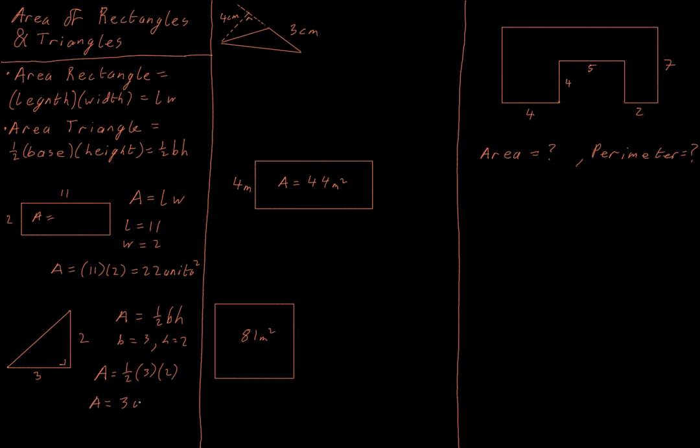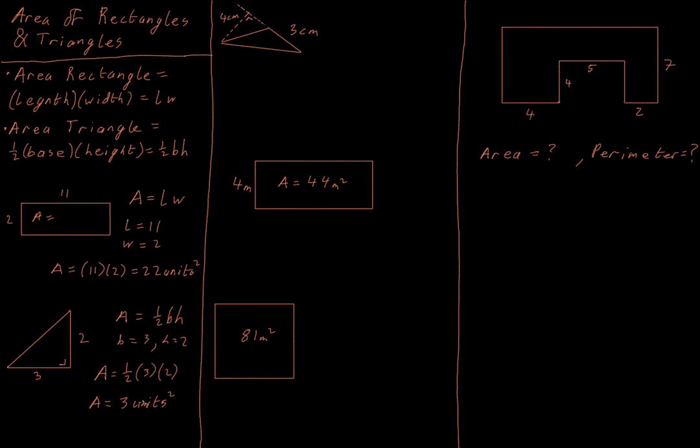And again, I wasn't given units, so I'm going to write down units squared. So I was measuring in 3 units for the base, 3 units for the height, then my area is going to be in units squared for an area because I multiplied units by units.